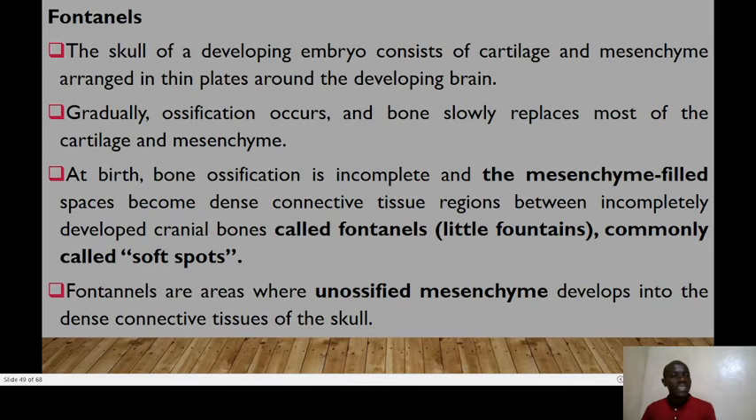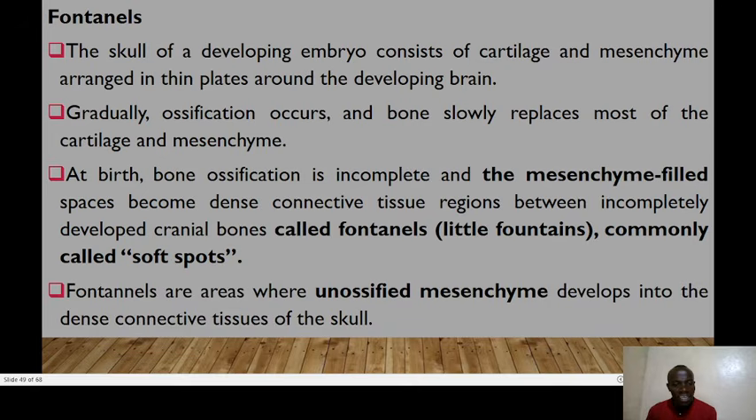Fontanelles. I find that the skull of a developing embryo consists of the cartilage and the mesenchyme arranged in thin plates around the developing brain. Gradually, ossification occurs and bone slowly replaces most of the cartilage and the mesenchyme. At birth, bone ossification is incomplete. The mesenchyme filled spaces become dense connective tissue regions between incompletely developed cranial bones called fontanelles. These are little fountains, commonly called soft spots.